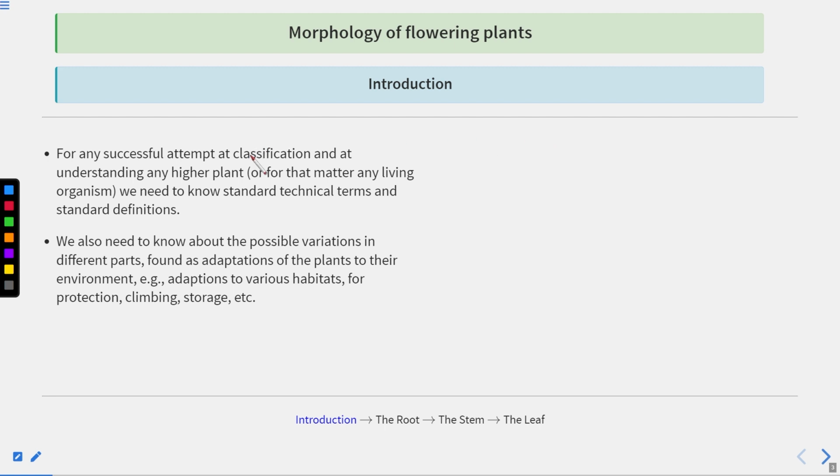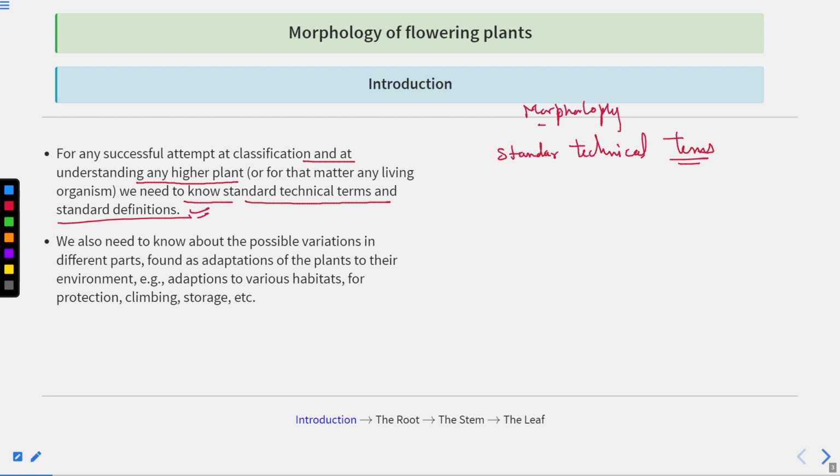For any successful attempt at classification and at understanding any higher plant, we need to know the standard technical terms and standard definitions, right? So when you are studying the morphology of flowering plants, you will have some standard technical terms and standard definitions that you have to follow.